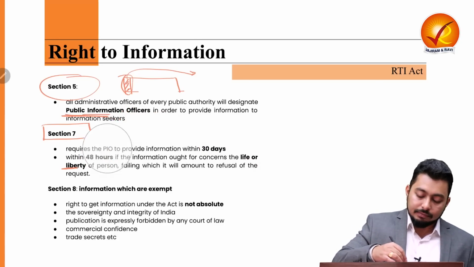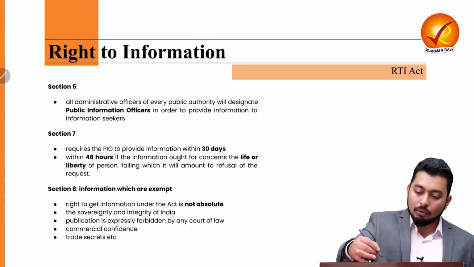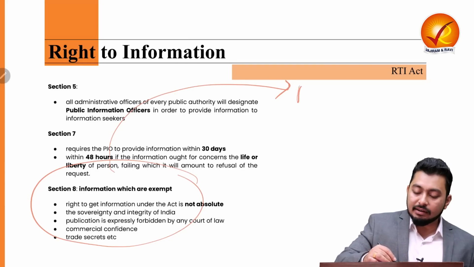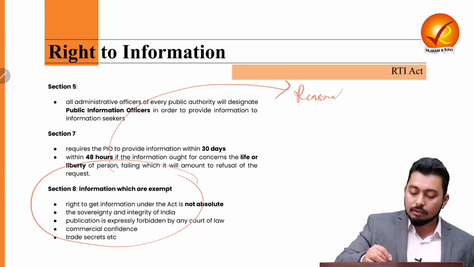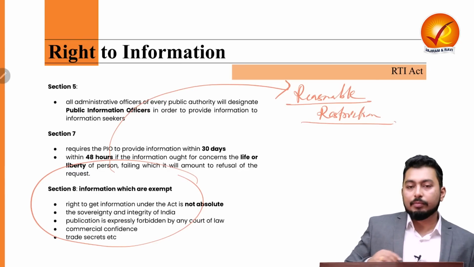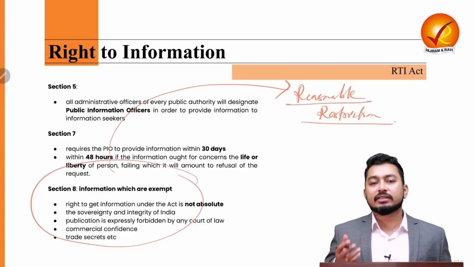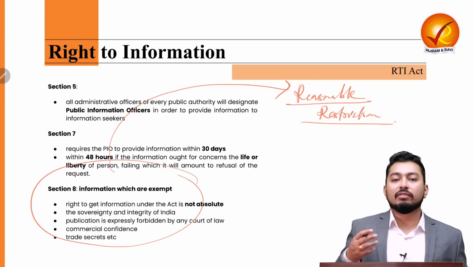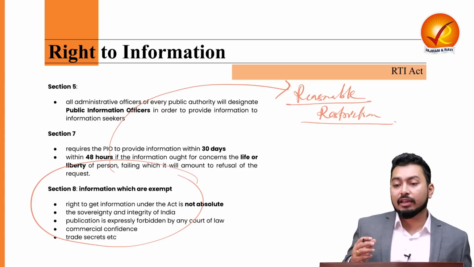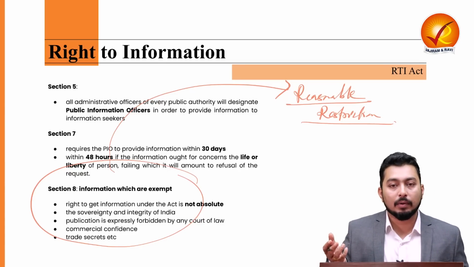Now, Section 8 is, again, a type of reasonable restriction. Why? Because we have discussed that our constitution, our legal system does not believe in absolutism. That means we cannot get all the information from public authorities.